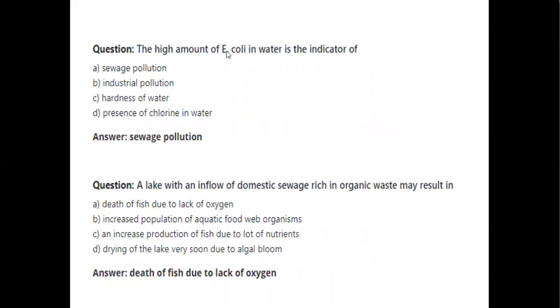The high amount of E. coli in water is the indicator of sewage pollution, industrial pollution, hardness of water, or presence of chlorine in water. So the high amount of E. coli in water is the indicator of sewage pollution. Option A is the right answer.